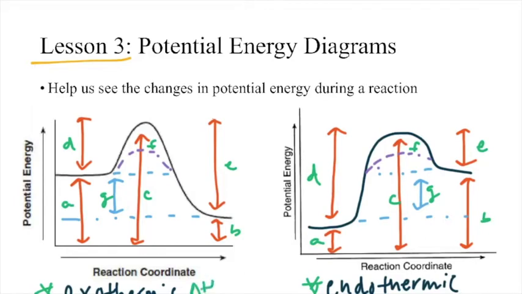So delta H negative, delta H. Oh, let's go back. Delta H. Too close to the arrow there. There you go. All right.